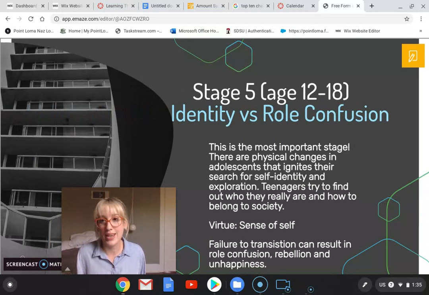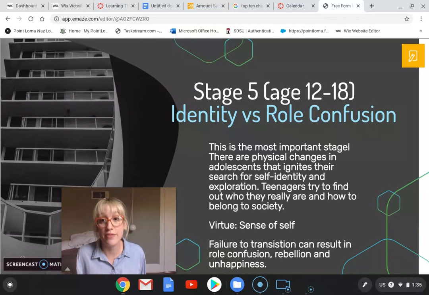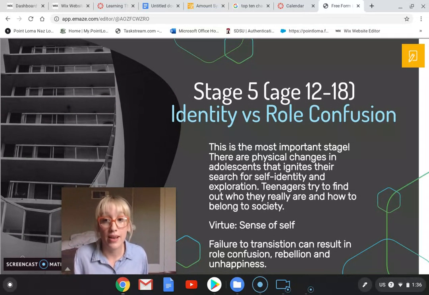The fifth stage, age 12 to 18, is crucial. It is identity versus role confusion. This is the most important stage because of the physical changes that happen in our body that ignite this search for self-identity and exploration. So you're trying to find out who you are and where you belong in this world. The virtue here is a sense of self and one's uniqueness.